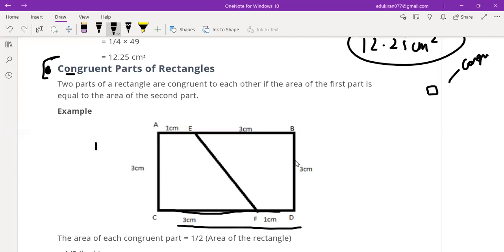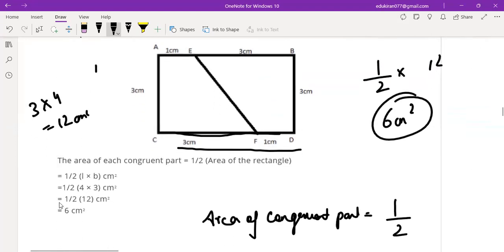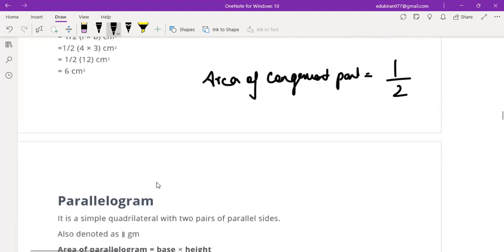So over here, what was the area of each congruent part? Half into area of rectangle. So what was the area of rectangle? 3 into 4, 12 centimeters square. So 6 centimeters square will be the area of each congruent part. Right?